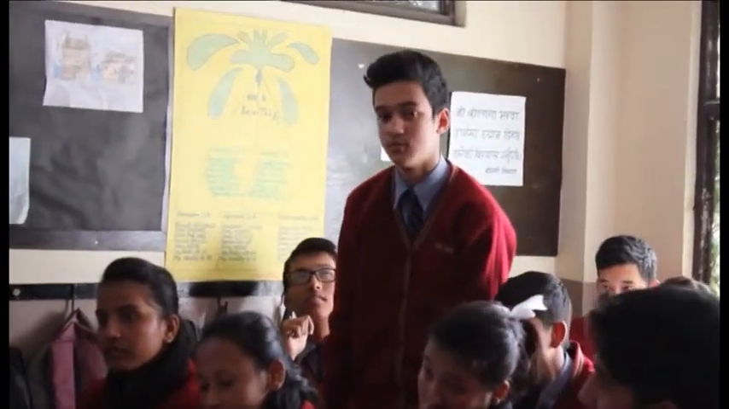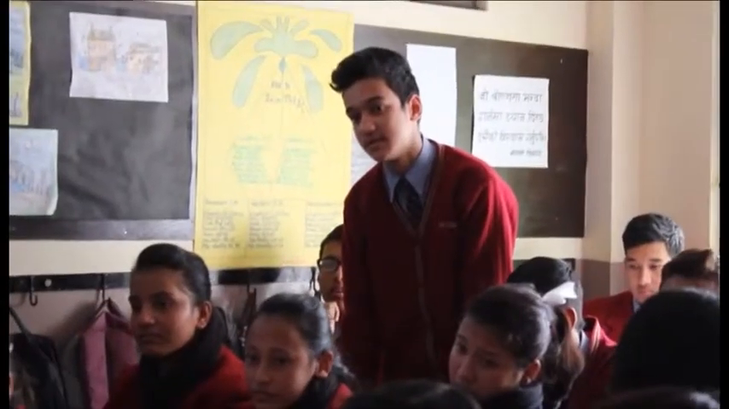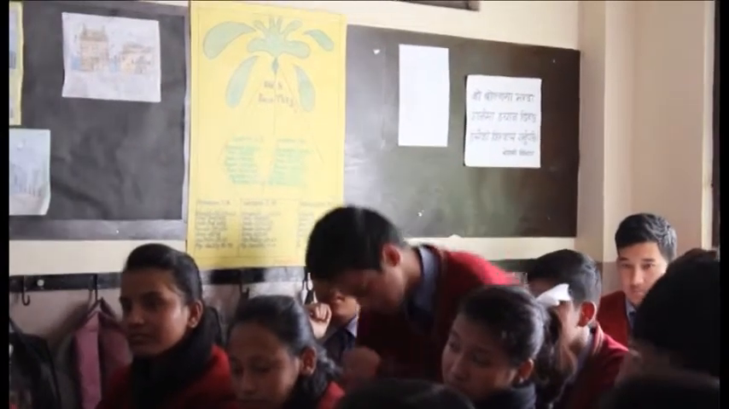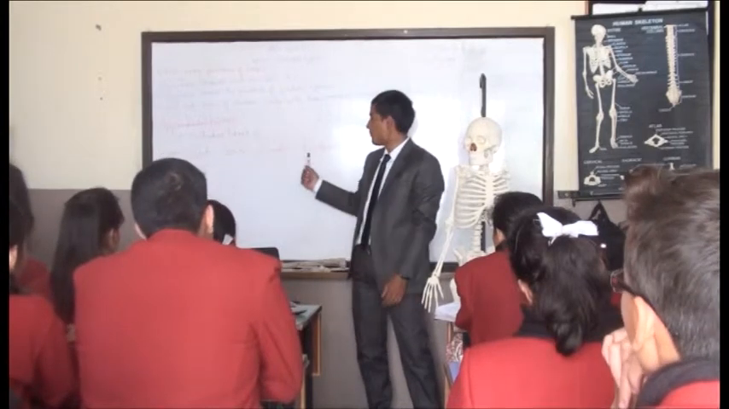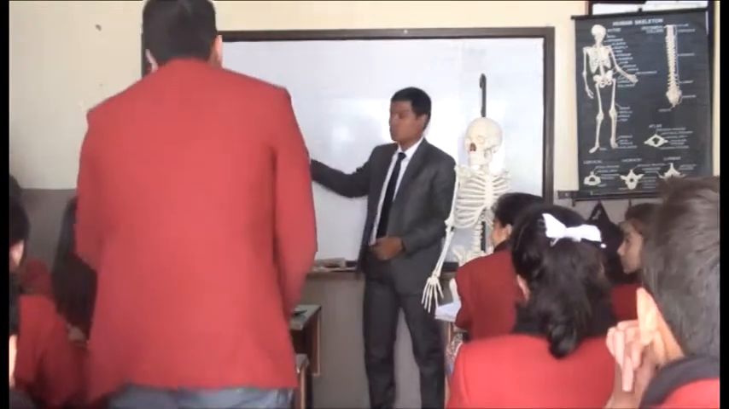Can you tell the numbers? 2, 2, 2, 16, 10, 28. Very good. Sit down. These are the bones of our hands, or the bones of the upper limb. Similarly, we have the bones of the lower limb. Who will tell this? Ankit. Okay, bones of the lower limb.